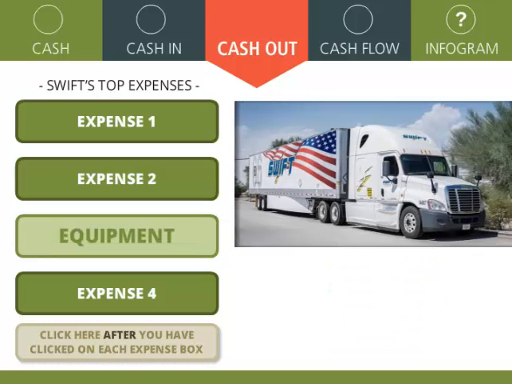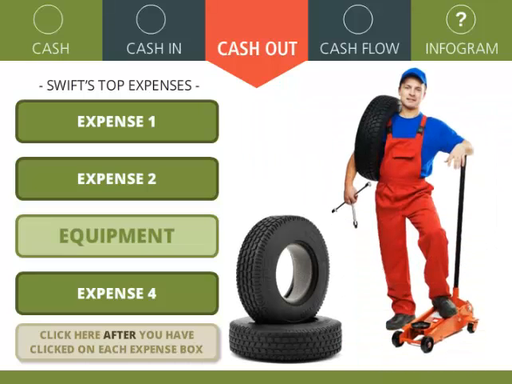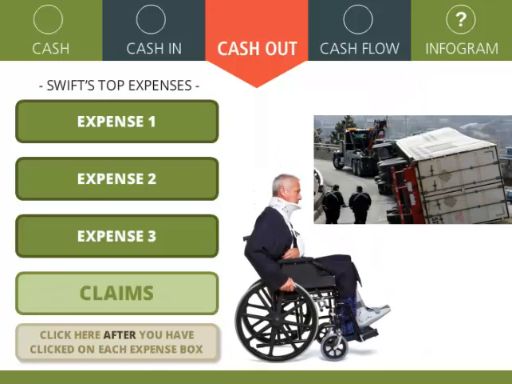Swift operates the largest fleet of trucks in the United States. Purchasing and maintaining our equipment is a constant expense here at Swift. We use cash to buy tractors, trailers, and tires, as well as parts needed to repair or maintain our equipment. Safety is extremely important to us, and taking care of our people is our top priority. Since we are self-insured, claims are another way our cash reserves are depleted. Being able to reduce accidents and injuries can save Swift a great deal of money.